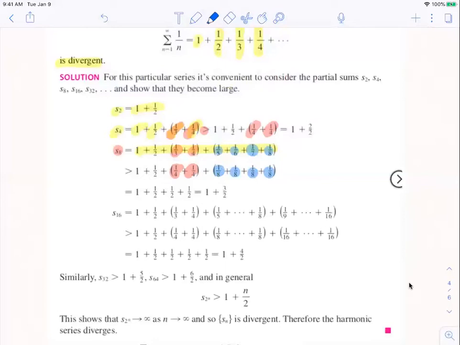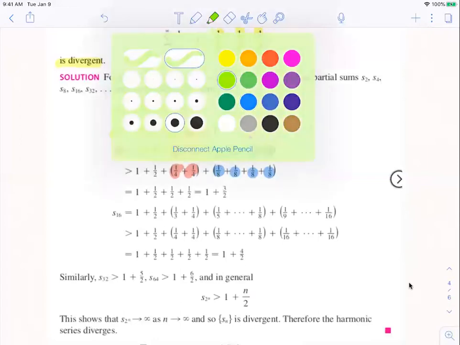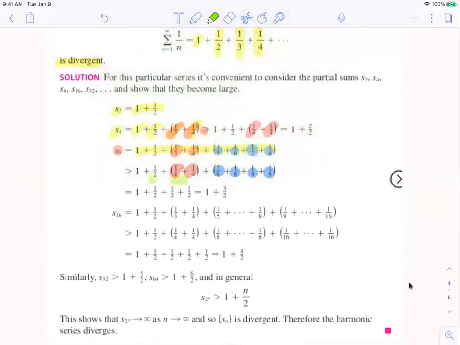Okay, now add them up. The arithmetic is so nice here. You've got, can I do one more color? You've got this half. These 2/4 make another half. Those 4/8 make another half. So you get 1 plus a half plus a half plus a half. So we know that S8 is bigger than 1 plus 3 halves.